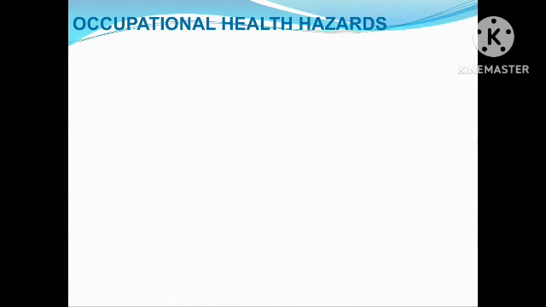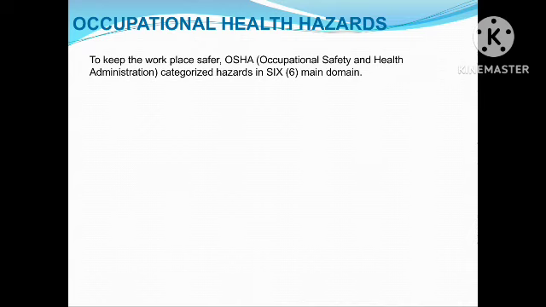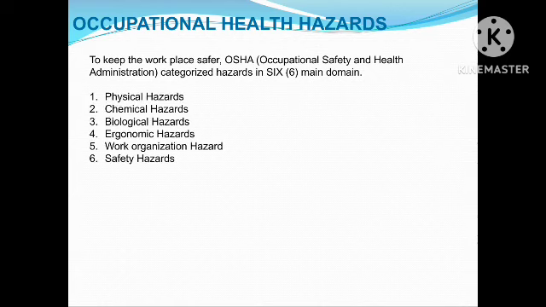Basically, the Occupational Safety and Health Administration categorized the hazards in six main domains. So as per OSHA, there are six types of hazards: physical hazards, chemical hazards, biological hazards, ergonomical hazards, work organization hazard, and safety hazards. We will discuss one by one, and there are also electrical hazards and psychological hazard, which come in these six categories. How? We'll explain in the next slide.